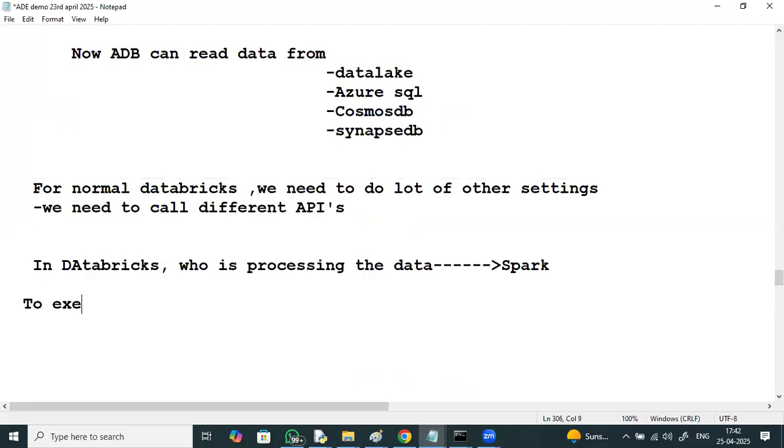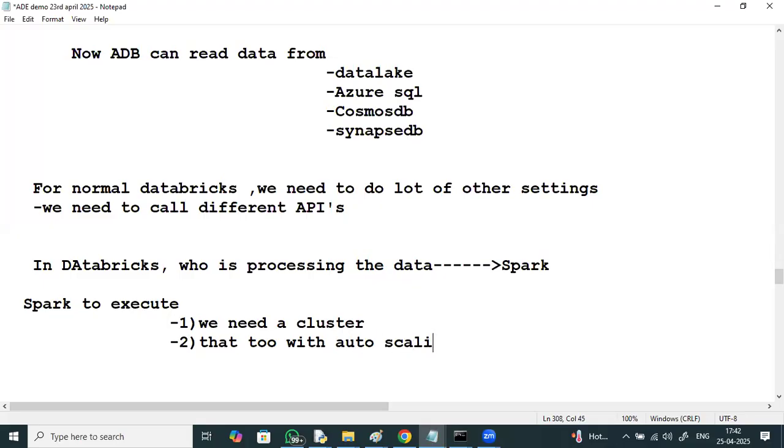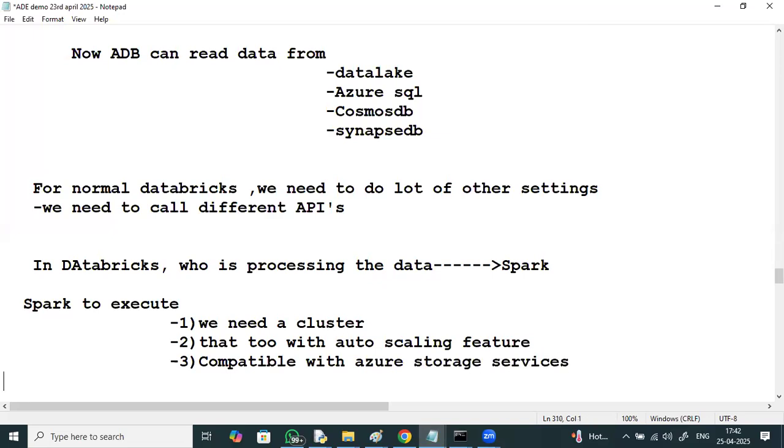So to execute Spark, we need a cluster, that too with an auto scaling feature, compatible with Azure storage services. That is provided by Azure Databricks.